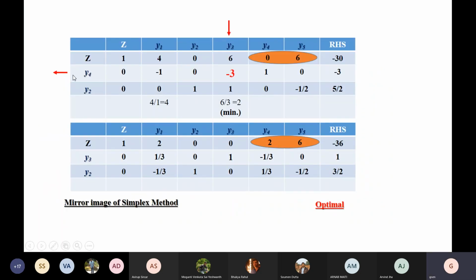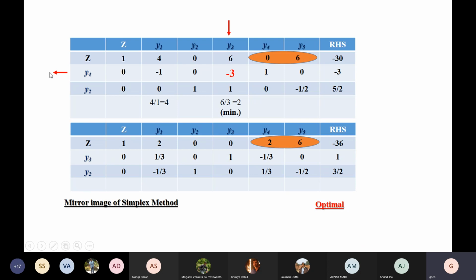Because y4 is leaving, so we have to consider this row, right? So 4 divided by minus 1, mod of that is 4, right? Similarly, 6 divided by minus 3, mod of that is 2. And 6 divided by 0, so these we do not consider. So 2 is minimum. So y3 will enter.